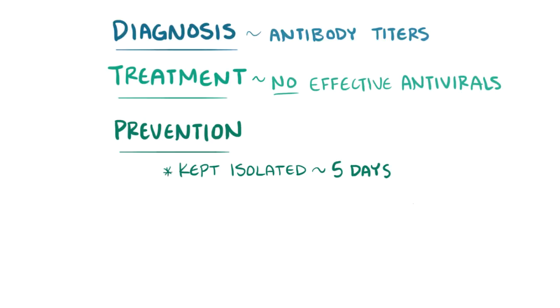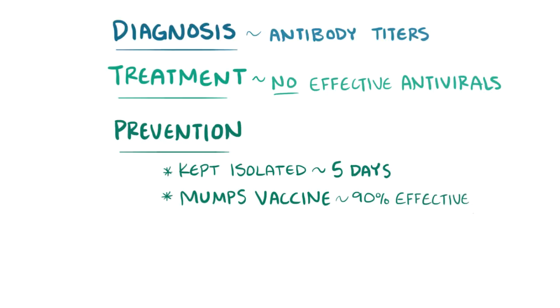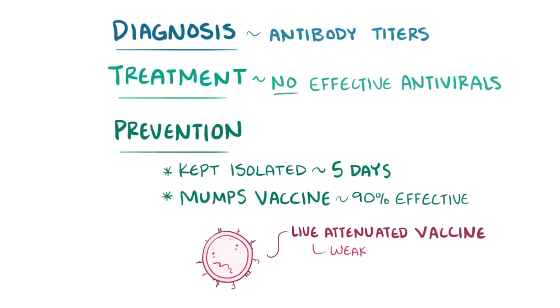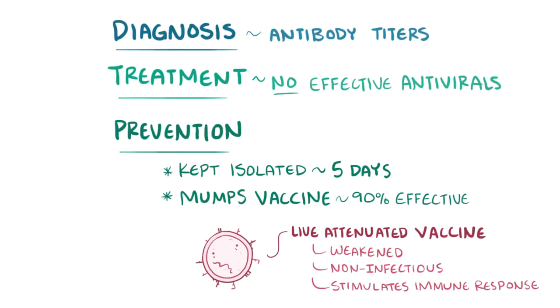Best of all for prevention, though, is the mumps vaccine, which is about 90% effective at preventing the disease in the first place. The vaccine is a live attenuated vaccine, which means that it's a weakened mumps virus which is not infectious, but still stimulates the immune system to generate a strong response to prevent a future infection from the actual wild-type mumps virus. Mumps vaccine has reduced the occurrence of mumps dramatically, with outbreaks happening most often in areas where children aren't vaccinated.